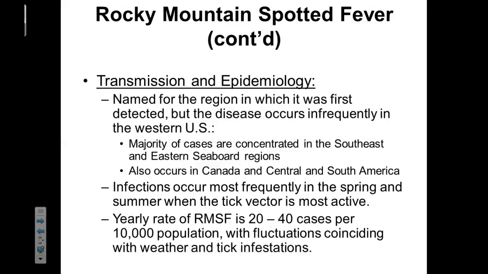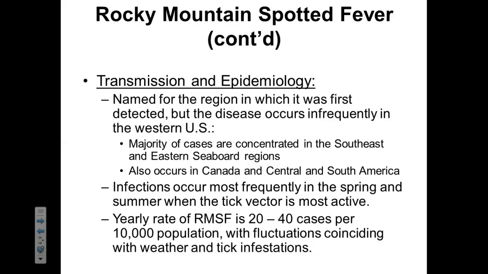To transmit and spread Rocky Mountain spotted fever, we're typically going to look at ticks as an arbor vector that will spread it. It's been named for the region within the United States where it was first detected. This region is the Rocky Mountains. It occurs very infrequently in the western United States, even though it's named for the Rocky Mountains. Most of the cases are going to be in either the southeast or eastern seaboard regions. It can also occur within Canada, Central America, and South America as well.